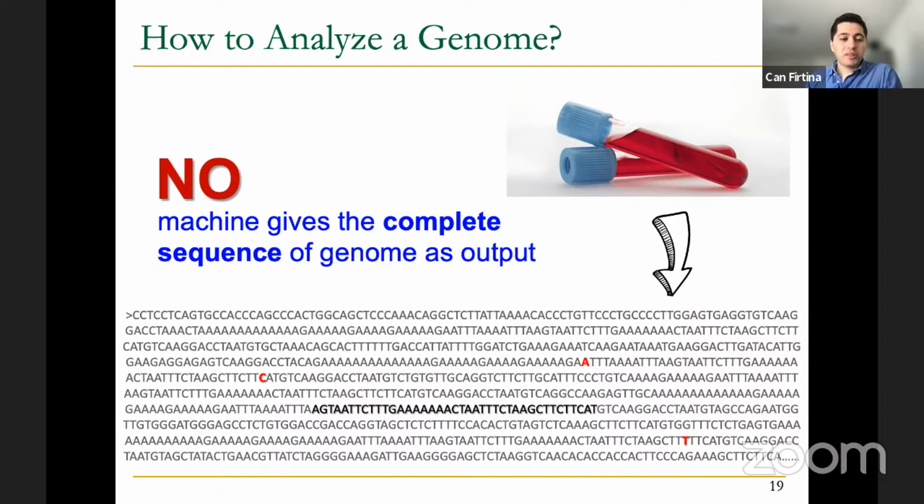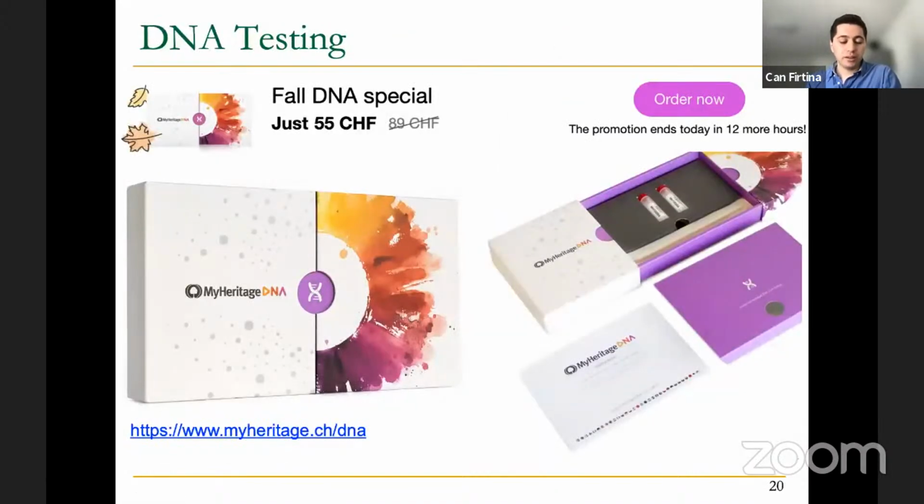One of the main problems is that we currently do not have any machine that gives you the complete sequence of your genome as output, right? It cannot take, for example, a blood sample and give you this one huge sequence of your genome as output, so that we can work on it easily and do some analysis, right? So one example of a company doing such analysis is the MyHeritage company.